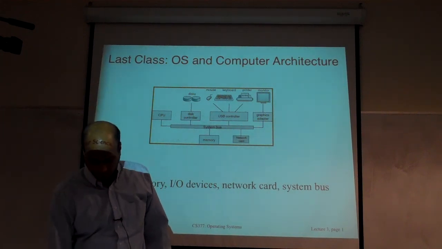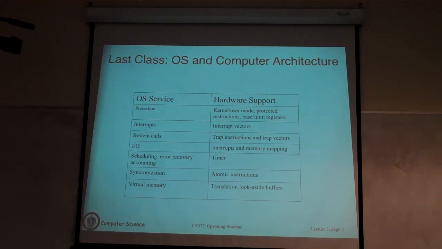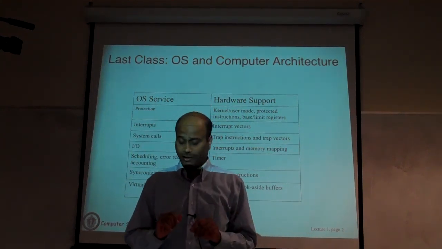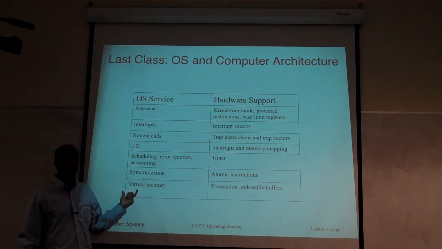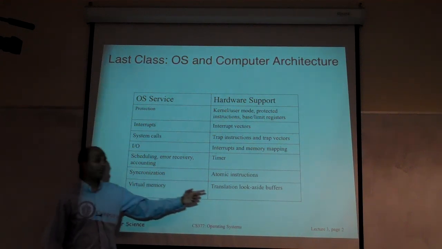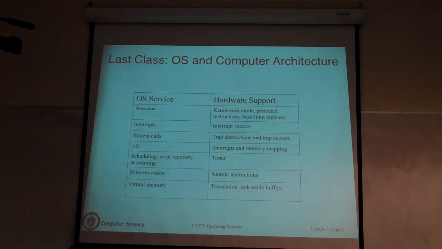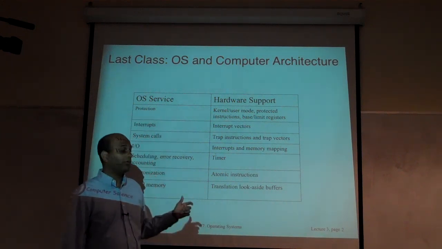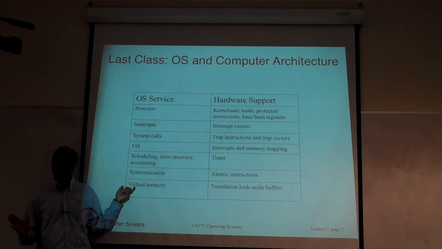Okay. Just a recap. This was the other figure that I put up last time. What this figure is supposed to convey is that there are a number of OS services that are provided to you, and the design of the operating system actually depends on what level of hardware support you have to implement that functionality. Okay? Depending on what the hardware does or does not provide to you, the job of the operating system kernel in implementing that functionality will become easier or harder.